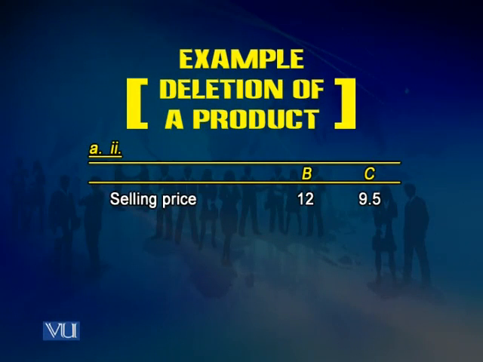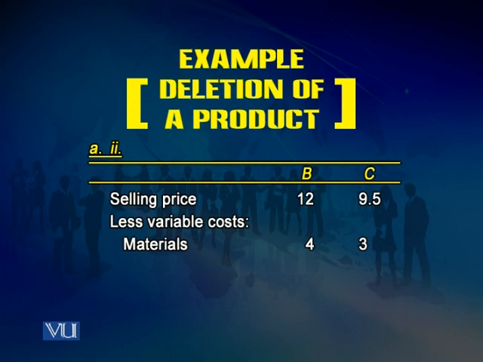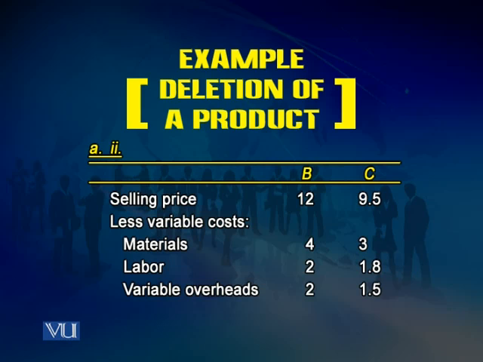Part 2, now looking at just products B and C. The selling price is 12, and in case of C, the price has to be reduced, and it is now 9.5. Variable costs, materials 4 and 3, labor 2 and 1.8, and variable overheads 2 and 1.5. This gives a contribution for B of 4 and C of 3.2.